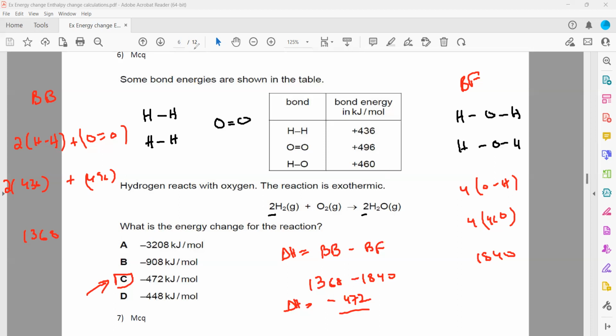Is it a clear discussion? Anyone having a doubt till this point?